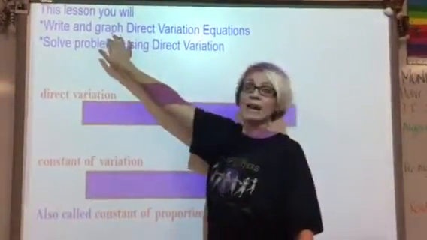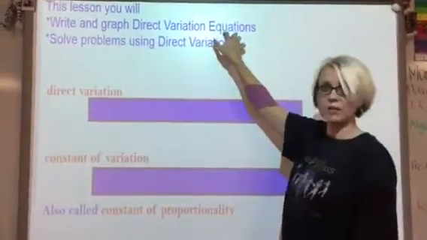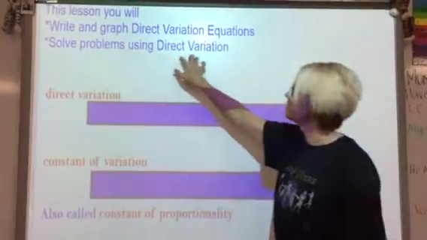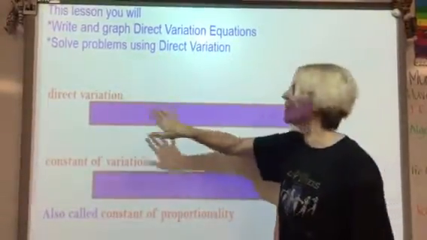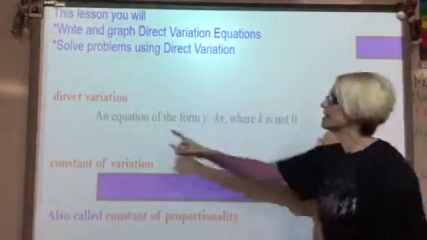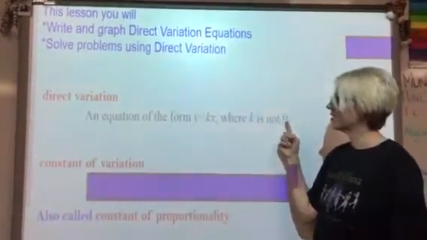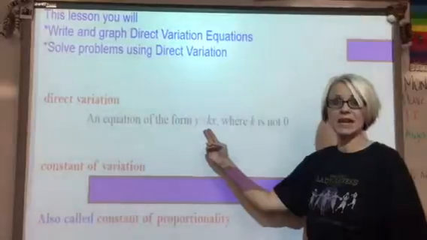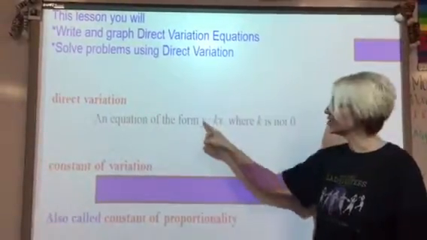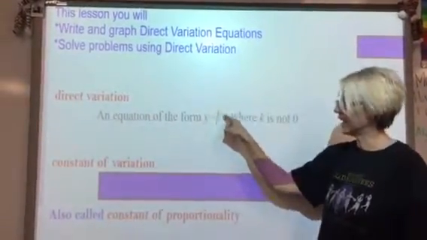In this lesson, you will write and graph direct variation equations and solve problems using direct variation. So we better know what that is. Direct variation is an equation in the form y equals kx, where k is not 0. So this is going to be a linear equation that has just a y equals and then a constant times x.